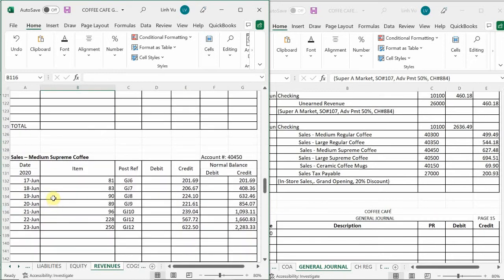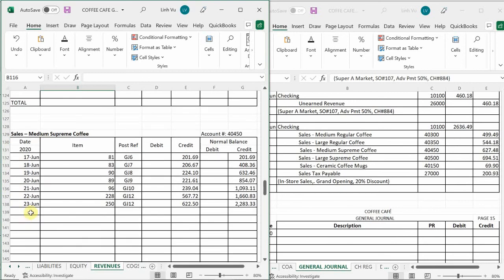Then for the medium supreme coffee, how many cups did we sell? I think we sold 252, for a grand total of $627.48. Okay. Which gives us $2,910.81.